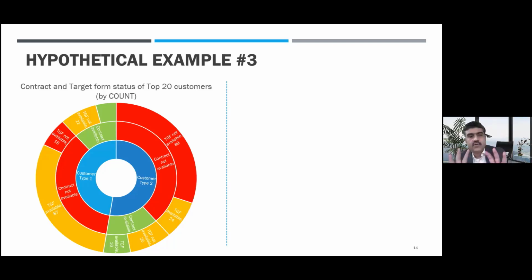The whole benefit of this is there are two layers of aspect which you can show here. If you look at from this perspective, this is the status of the contract and the target form, and obviously this observation was something else. I just changed the nomenclature, and the data is not real data. But again, the whole idea is that you can show by the count what the status is.